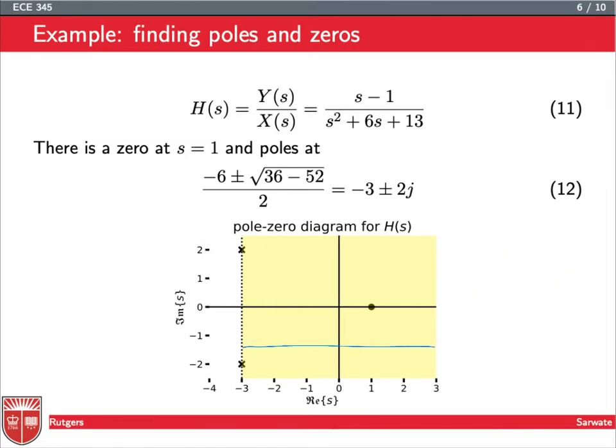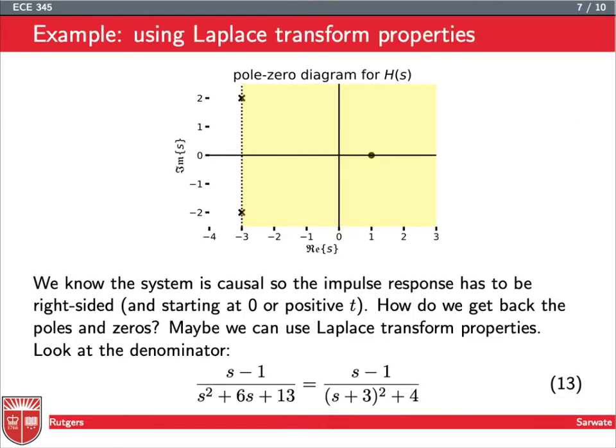Right, so it has to go from the rightmost pole to infinity. Here the poles have the same real value. Okay, so we know the system is causal, so we have this following ROC. So how do we get back from the poles and zeros and the pole zero diagram to the time domain signal? That's the question that we want. And so maybe we can use some Laplace transform properties or known Laplace transforms.